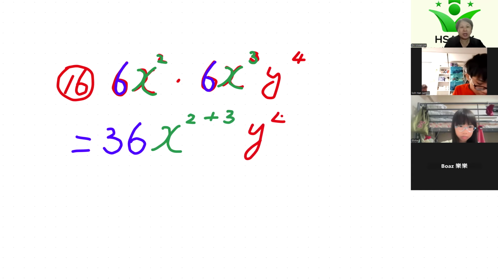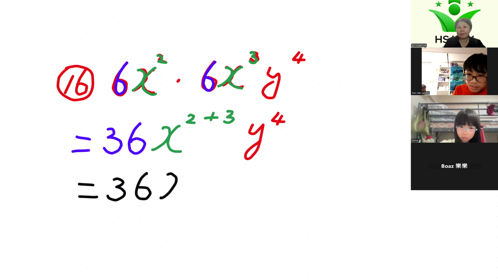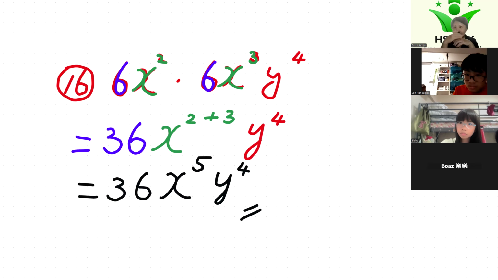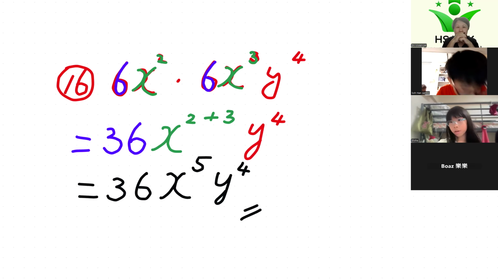So now, the next step, we simplify it, okay? 36, 2 plus 3 is 5. So y to the 4th power, put it back, done. Okay, I use this, maybe it's easier for you to mimic me how to use the marking, okay? Do you understand how to do it?